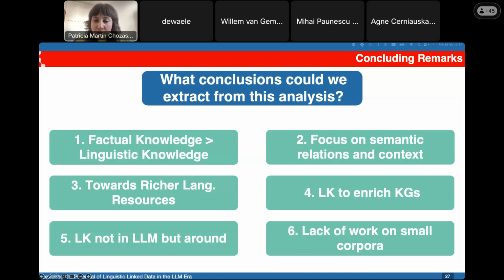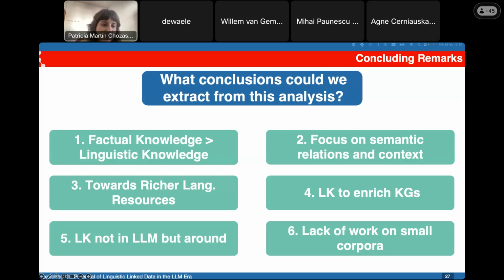And another conclusion I wanted to extract is number 4. Well, we saw that knowledge graphs are widely used in LLMs. So domain-specific knowledge graphs are more used than linguistic knowledge itself. So what we could do is to use the linguistic knowledge to enrich knowledge graphs. Not directly apply the linguistic knowledge into the LLM, but to enrich knowledge graphs that then will be afterwards injected in the LLM.